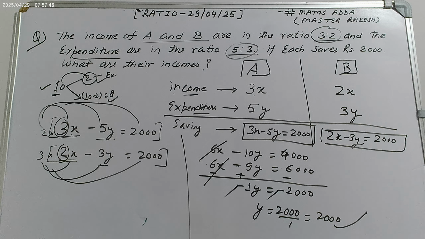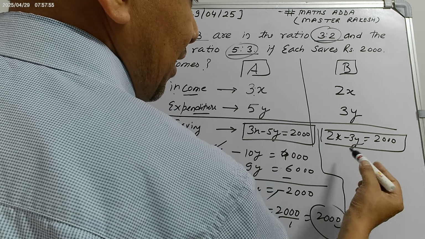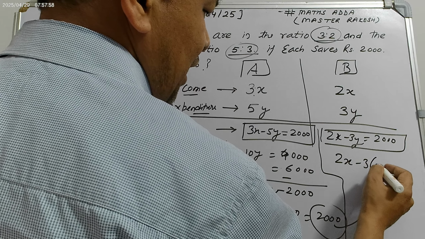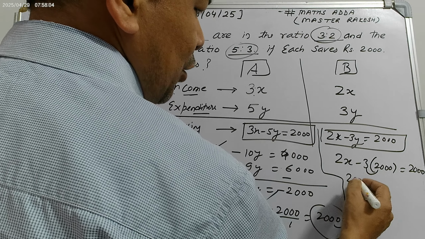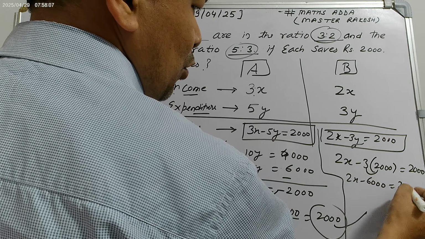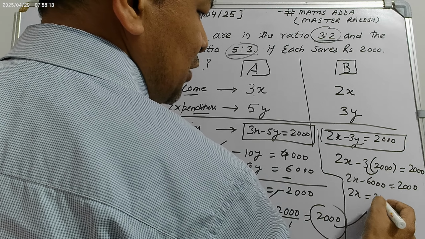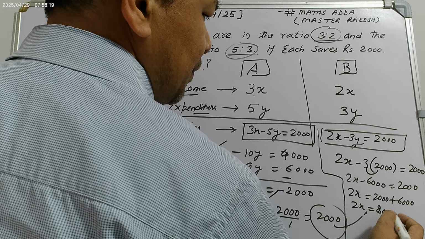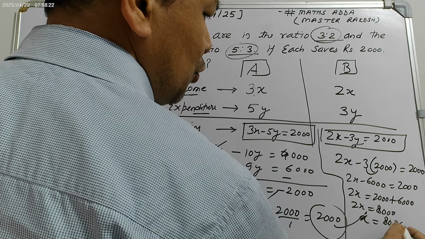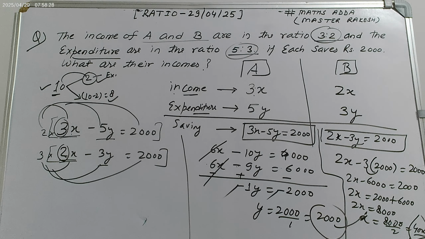If you got y's value as 2000, what will be the value of x? Put the value in any equation. Putting here: 2x minus 3 into 2000 equal to 2000. So 3 into 2000 is 6000. 2x minus 6000 equal to 2000. The minus 6000 goes to the right hand side and becomes positive. So 2000 plus 6000, 2x equal to 8000. So x equal to 8000 upon 2 equal to 4000. So x's value is 4000, y's value is 2000.